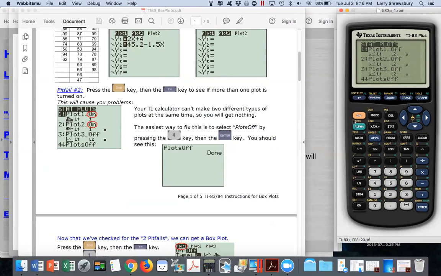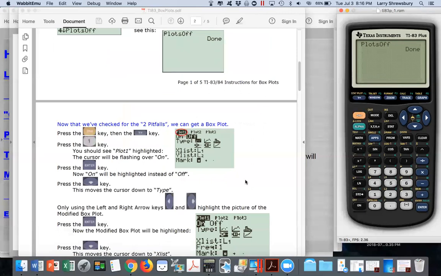So whenever I do this in class, I tell everybody, let's select choice number 4. Hit enter to select it. And that'll turn all the plots off. So if any of you had more than one plot turned on, it's okay because they're all turned off now. So that takes care of any pitfalls that could have messed you up.